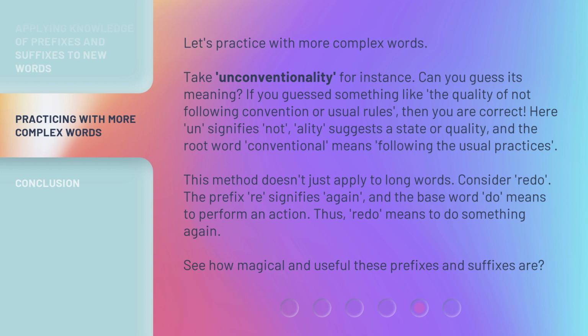This method doesn't just apply to long words. Consider redo. The prefix re signifies again, and the base word do means to perform an action. Thus, redo means to do something again. See how magical and useful these prefixes and suffixes are.